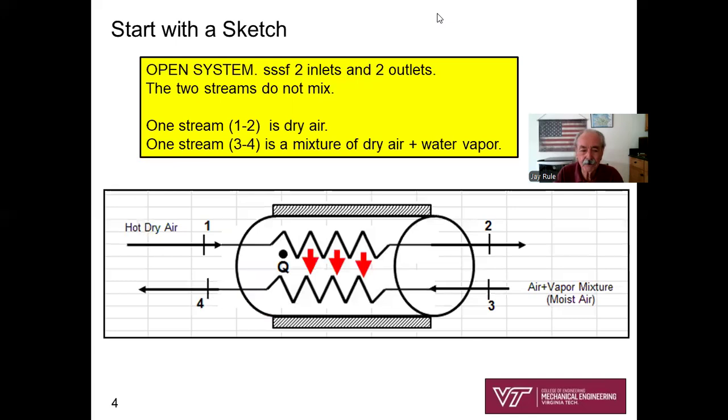So as a reminder, here's our basic sketch. It's an open system, steady state, steady flow, 2 inlets and 2 outlets. The streams do not mix with each other. They're totally separate, and all they do is interact thermally by way of heat transfer from one stream into the other, even though there's no heat transfer from the heat exchanger shell or vessel to the surroundings.